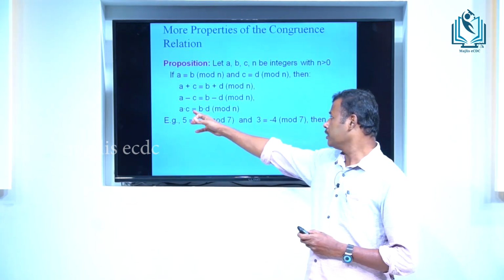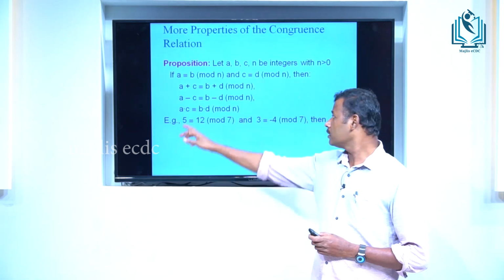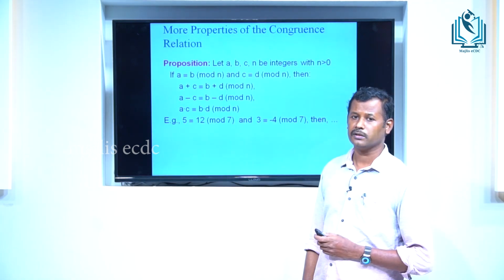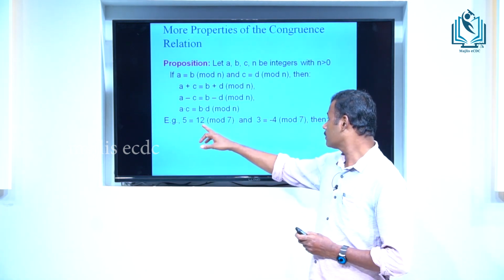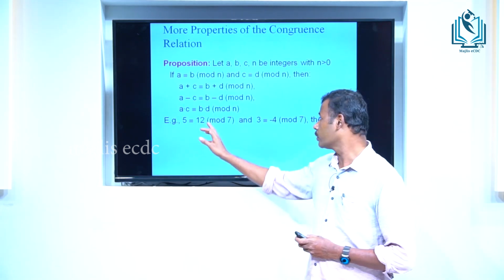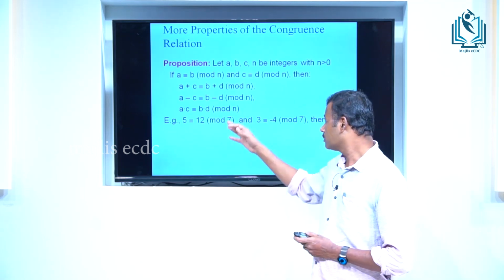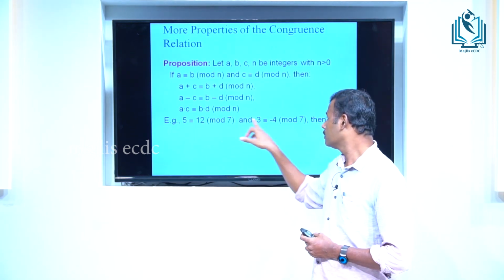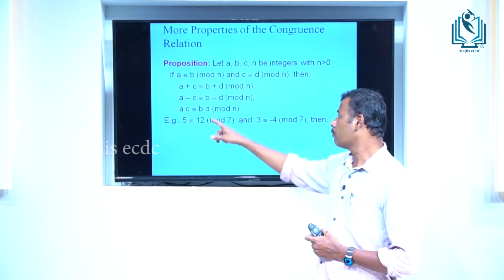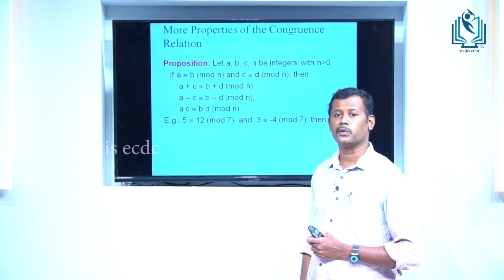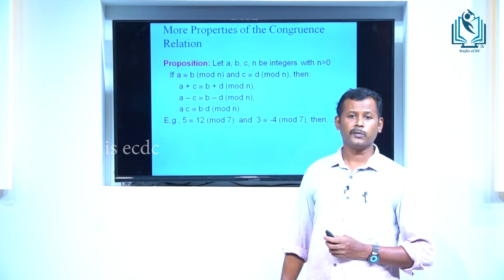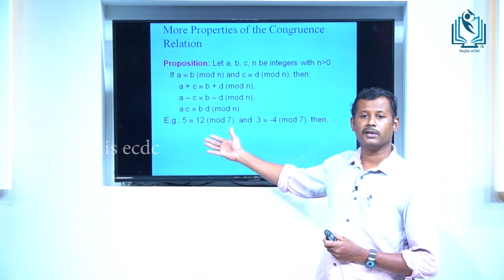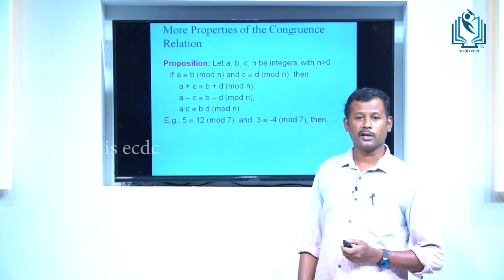The third property is a times c congruent to b times d mod n. a times c means 5 times 3, which equals 15. Next 12 times minus 4 equals minus 48. Then the theorem says that ac is congruent to bd mod n. Here ac equals 15, and 15 is congruent to minus 48 mod 7. That means 15 plus 48 equals 63, which is a multiple of 7. Therefore the third property is also satisfied.